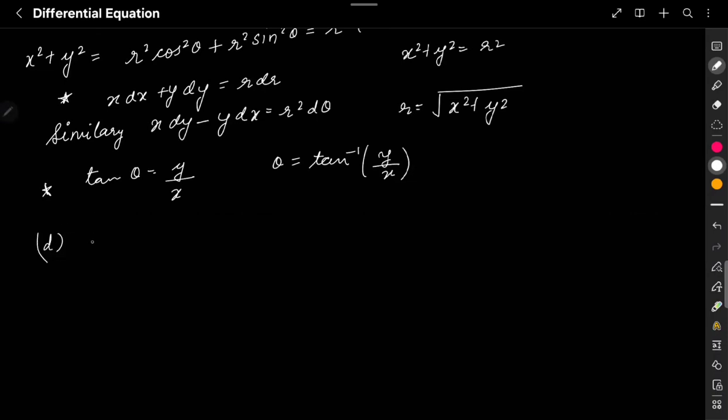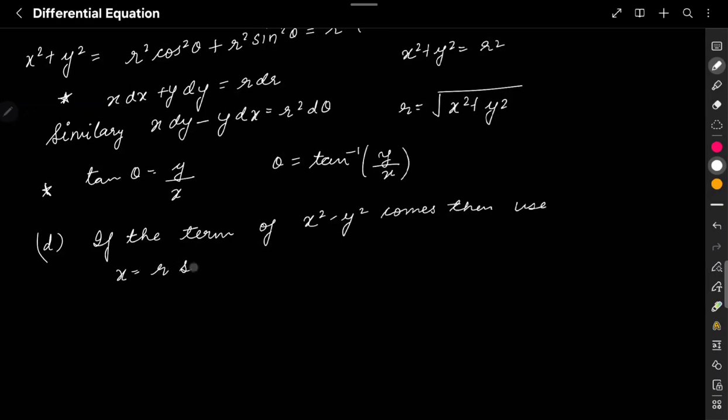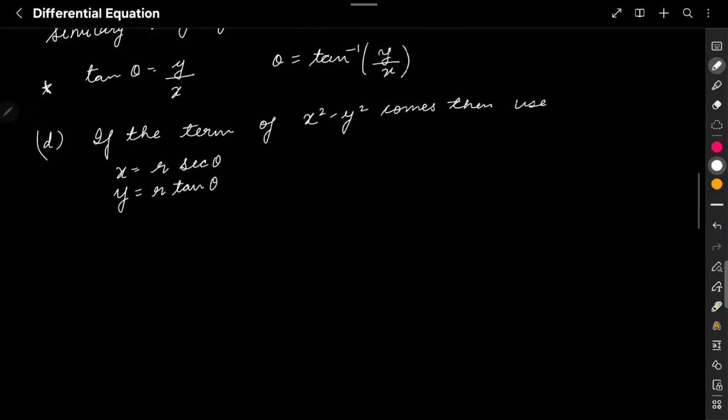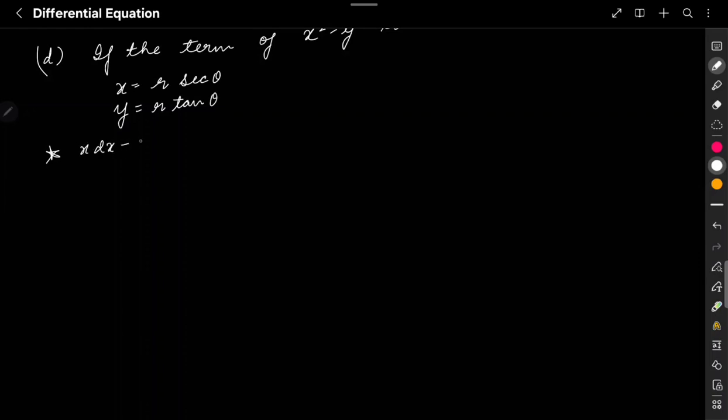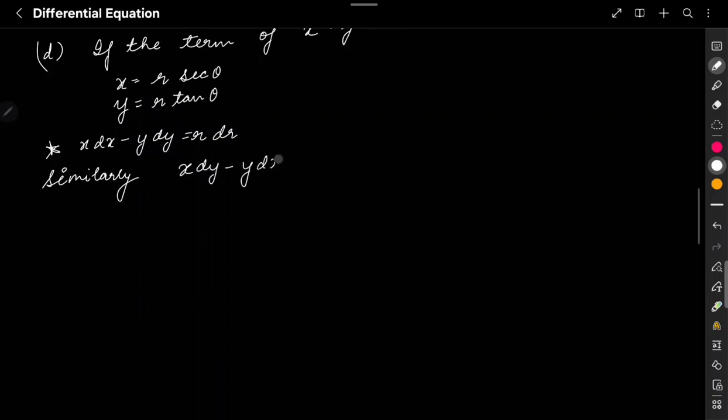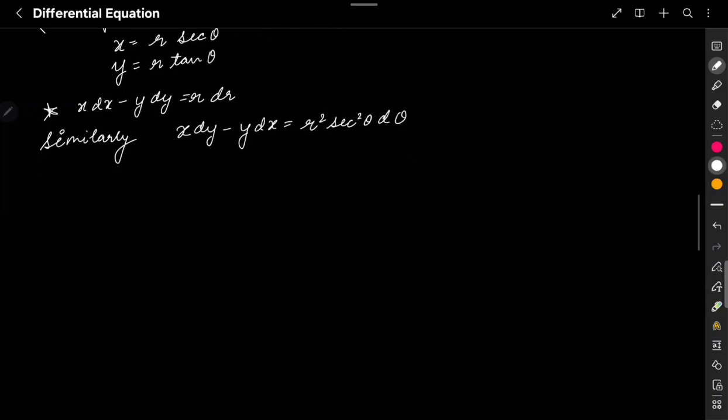We'll write as if the term of x square minus y square comes, then use x as r sec theta and y as r tan theta, and we'll write x dx minus y dy is equal to r dr. Similarly, x dy minus y dx is equal to r square sec square theta d theta, where r is, we know, under the root x square minus y square.